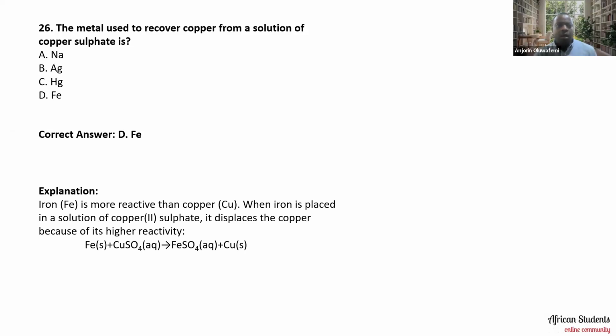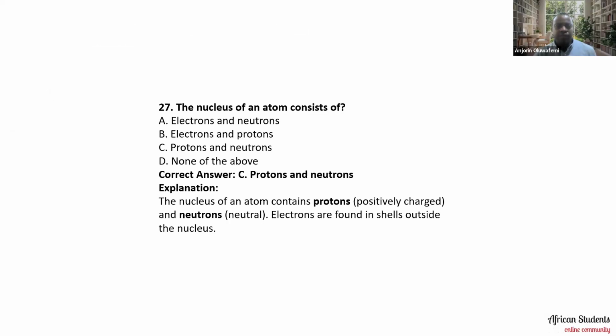Moving along, question 27. Let's just read the question nonetheless. The nucleus of an atom consists of A, electrons and neutrons, B, electrons and protons, C, protons and neutrons, D, none of the above. So the correct answer is C, protons and neutrons. The nucleus of an atom contains protons, positively charged, and neutrons, neutral. Electrons are found in shells outside the nucleus.